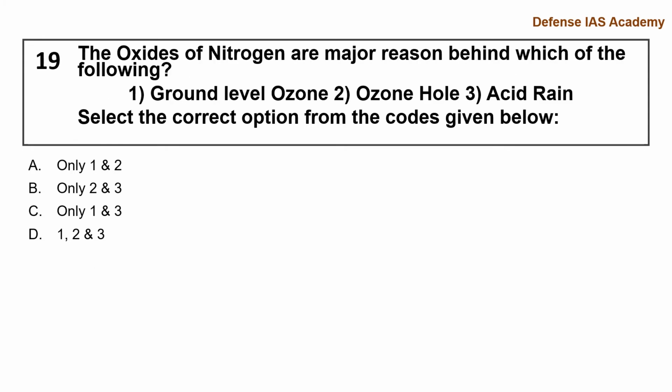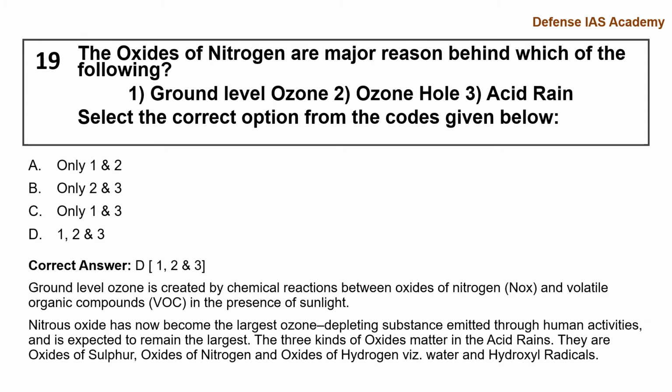Question 19. The oxides of nitrogen are major reason behind which of the following? 1. Ground level ozone, 2. Ozone hole, 3. Acid rain. Select the correct option from the codes given below. The correct answer is option D, 1, 2 and 3.